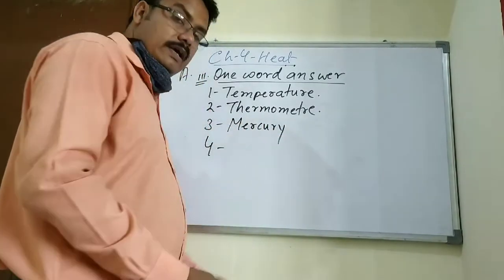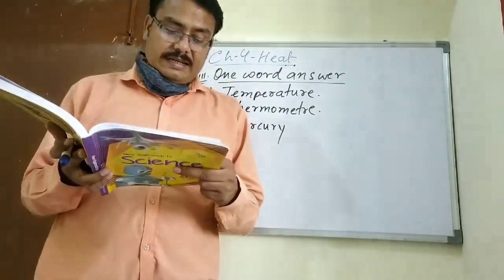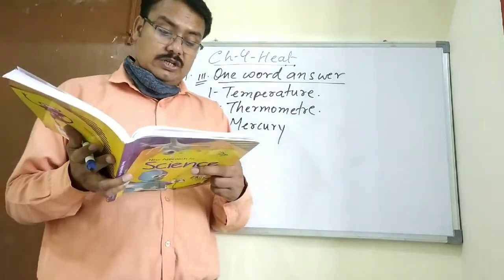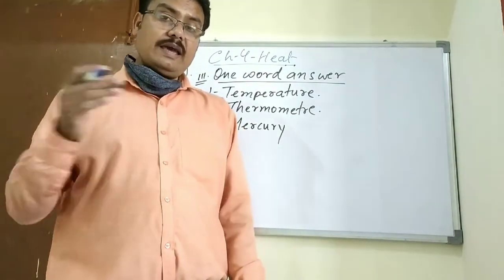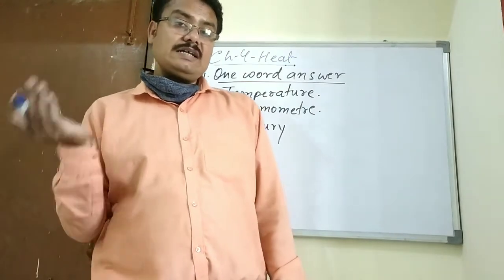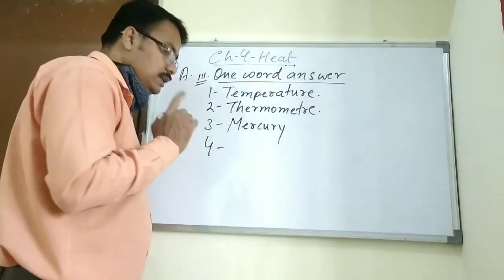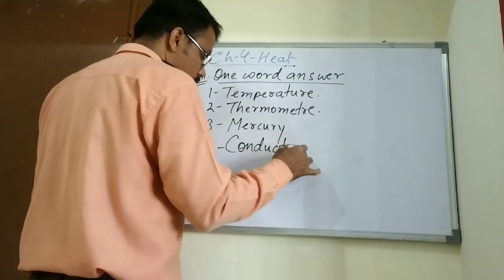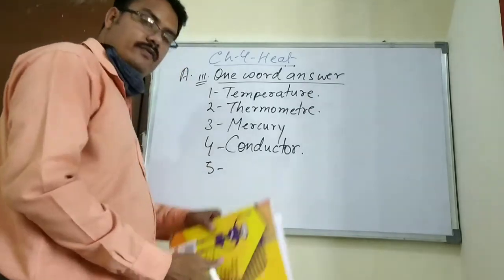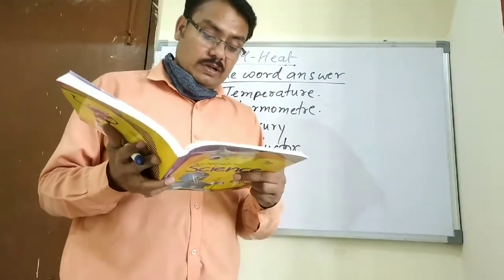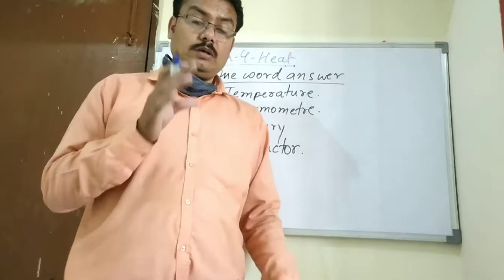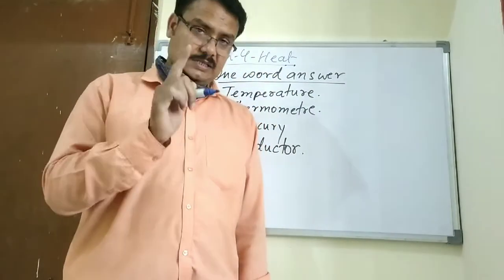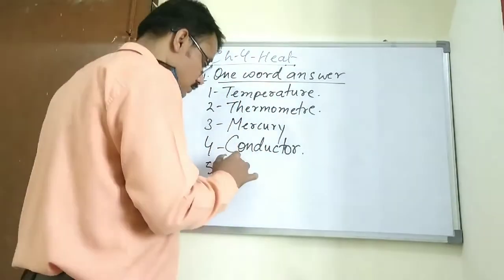Okay. The next question is, student, the material that allows heat to pass through it easily. What type of material can help in carrying the heat from one side to another? That is called the conductor. Now 5. Material that does not allow the heat to pass. The material through which heat cannot pass is called, student? Yes, very good. It is insulator.